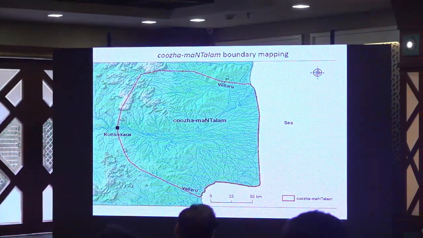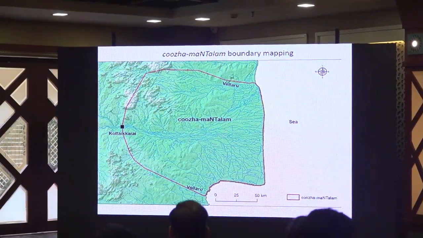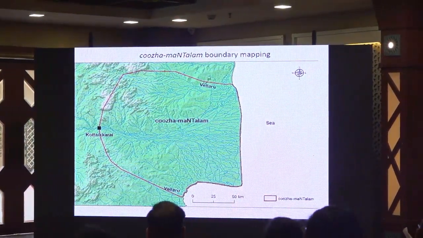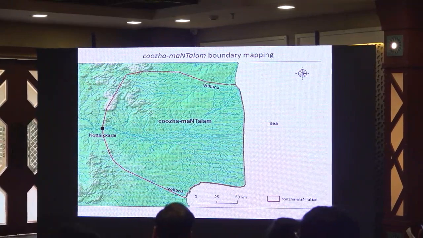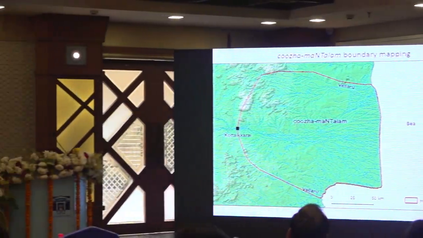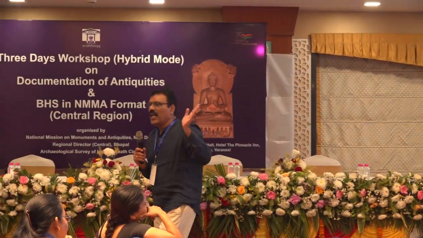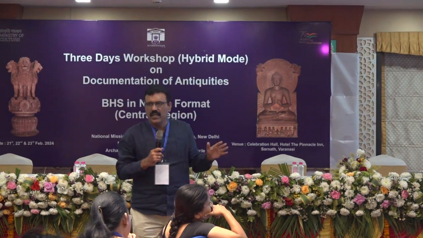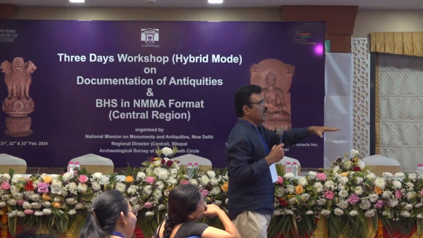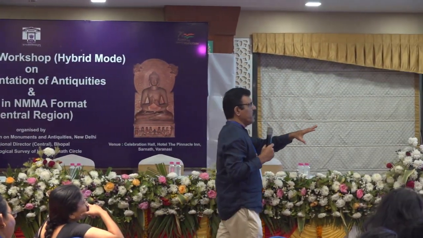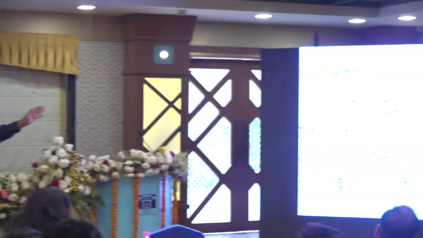So like that we mapped it, because it is not like a state map. Now we have precise maps for the state or district, but this is based on interpretation only. So north Vellaru, south Vellaru, then one side is Kottakarai, for the west side we have taken Kottakarai nearby, then one side is sea. So based on that we mapped it like that. This is the Cholamandalam boundary mapping. The next. Like that, yeah.